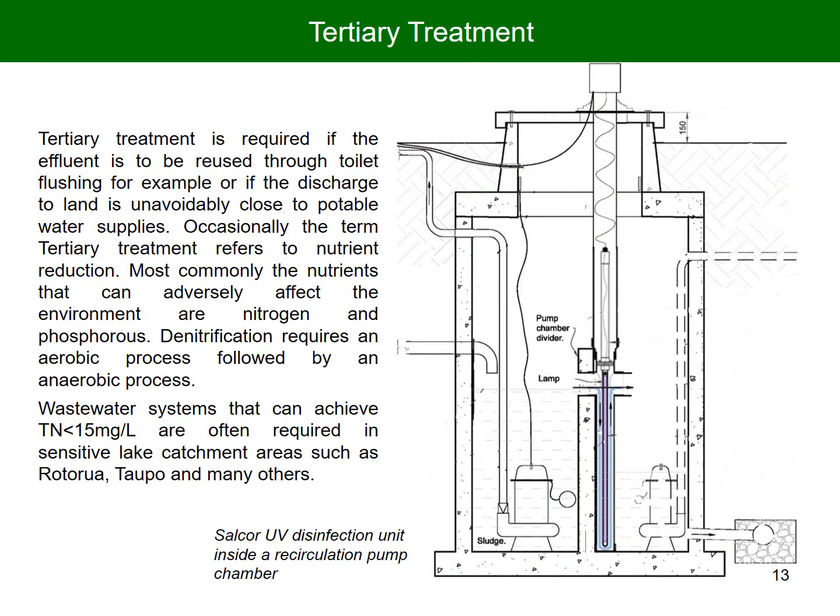Tertiary treatment is required if the effluent is to be reused through toilet flushing, for example, or if the discharge to land is unavoidably close to potable water supplies. Occasionally, the term tertiary treatment refers to nutrient reduction. Most commonly, the nutrients that can adversely affect the environment are nitrogen and phosphorus.